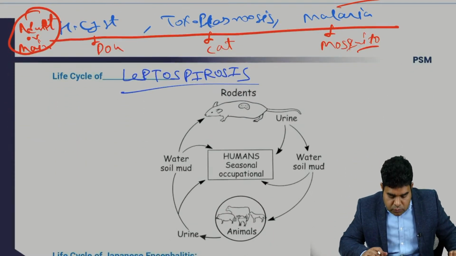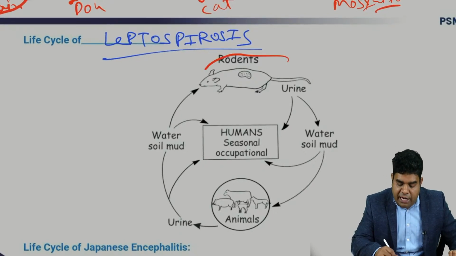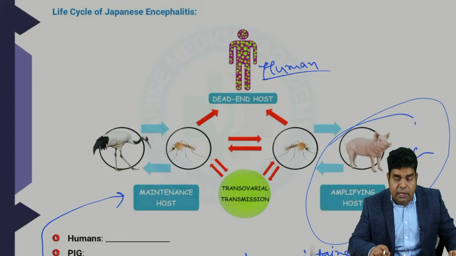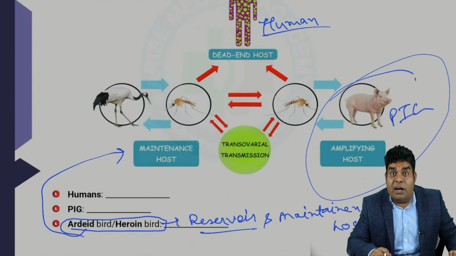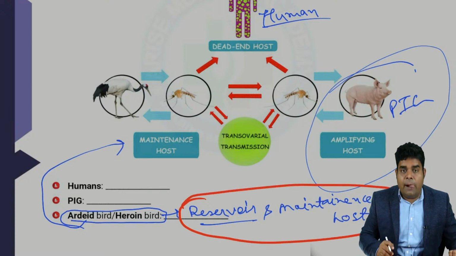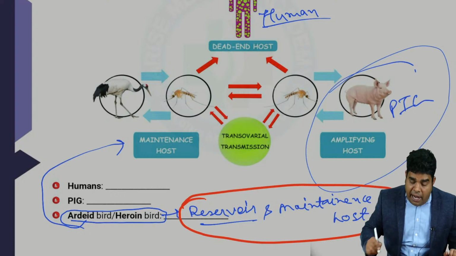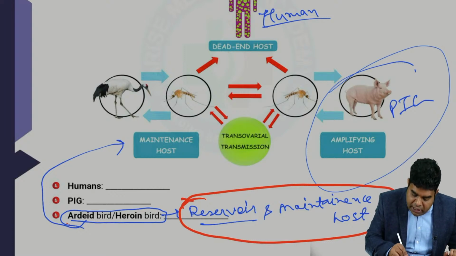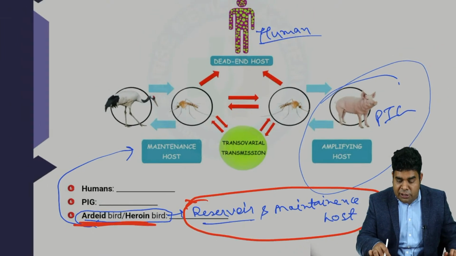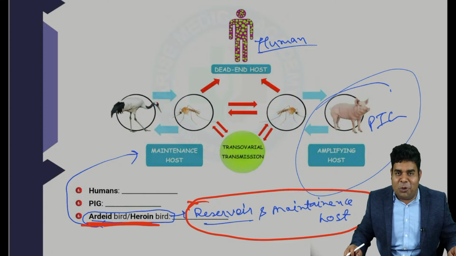Now they can give you the image of the life cycle of leptospirosis, in which there will be rat urine. You can easily identify it. And in the life cycle of JE, they can ask who is the reservoir. Reservoir or maintenance host is the same thing. They store the virus when it is the non-rainy season. In the non-rainy season, it is stored in the ardeid bird, heron, or egret. Then in the story enters our nuisance mosquito, Culex.